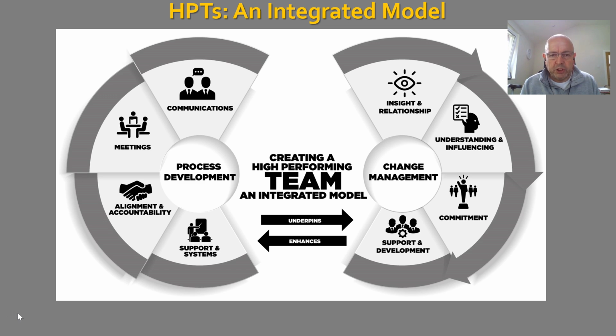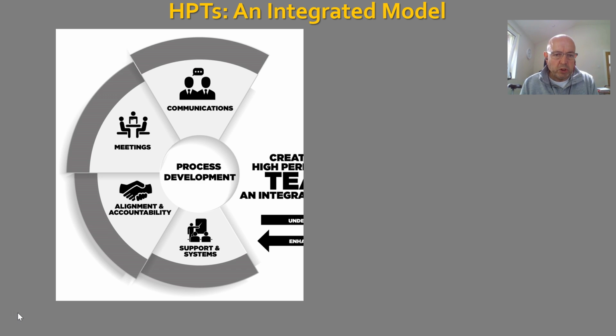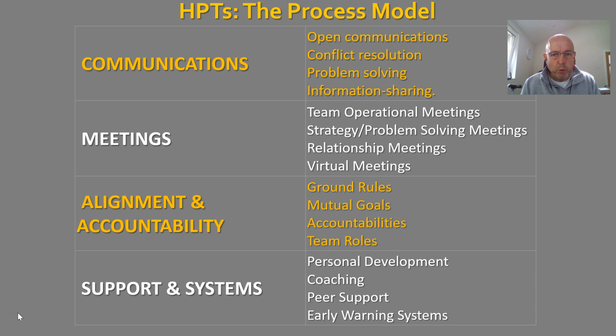So this is the model I shared with you in video number 1. On the left hand side we have process development, which we're going to talk about now. On the right hand side we have change management. So let's focus on process development. Four main areas: communications, meetings, alignment and accountability, and support and systems. And each of these four areas break down into four sub areas that you can operate at and introduce practices and processes at.